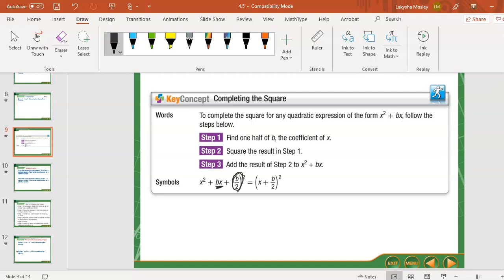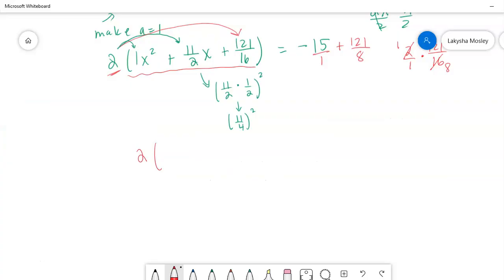But whatever this b over 2 is, that's what's the answer to make my factor. So let's go back here. When I halved b, I got 11 fourths. So that means x plus 11 fourths squared. That's how you factor that.